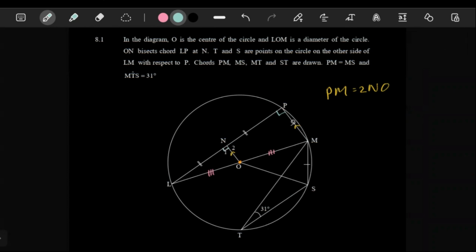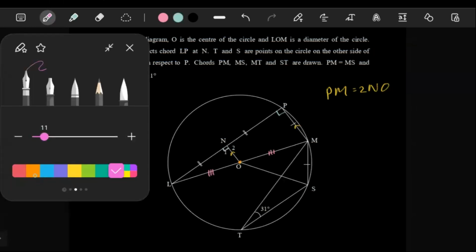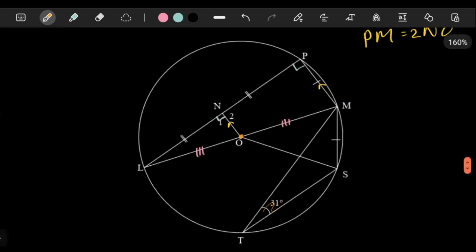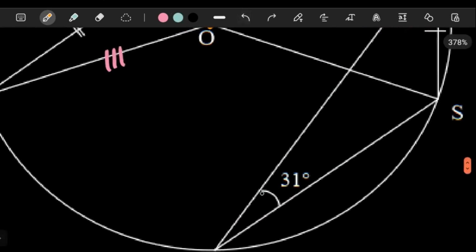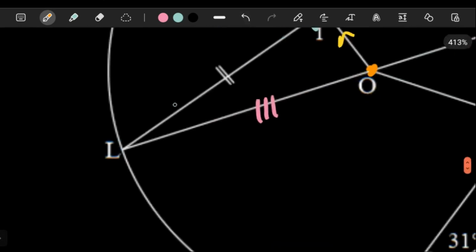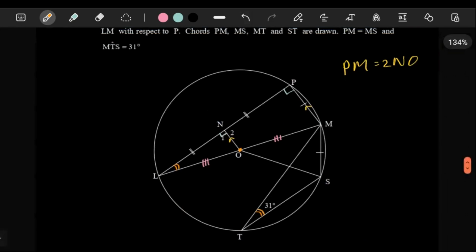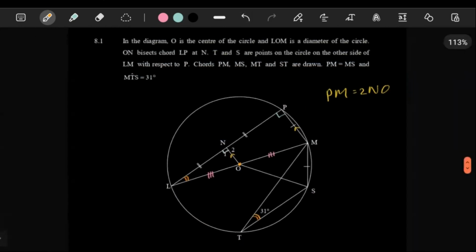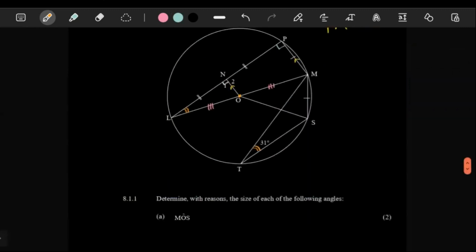So as long as these are equal, right, we have to keep in mind that equal chords subtend equal angles. So if this is going to be 31, it means the other angle is also 31. So all that being said, right, we need to move on for 2 marks.